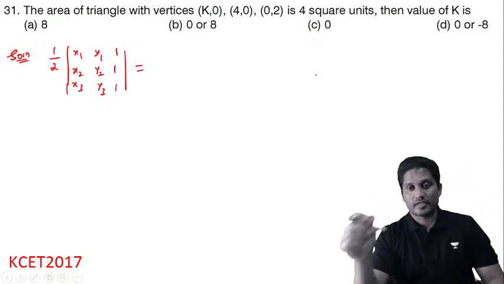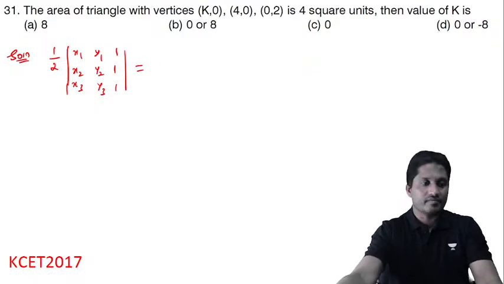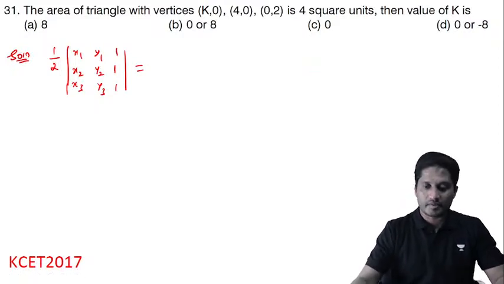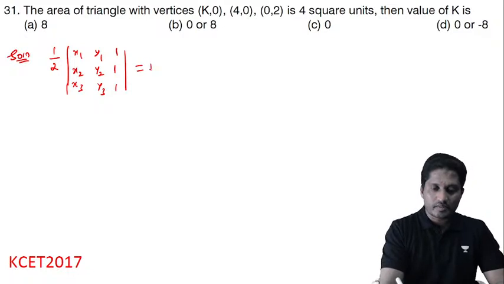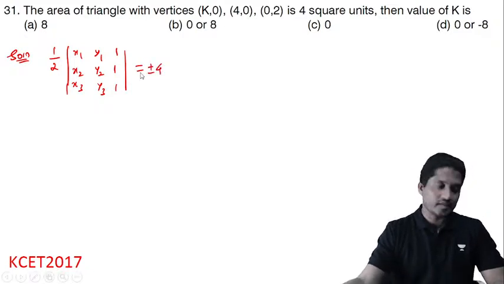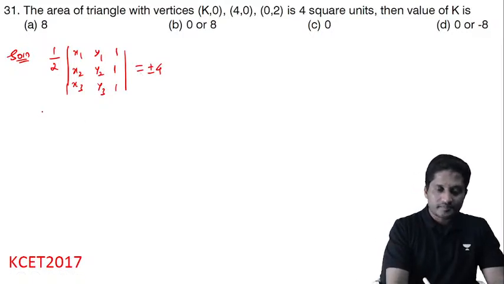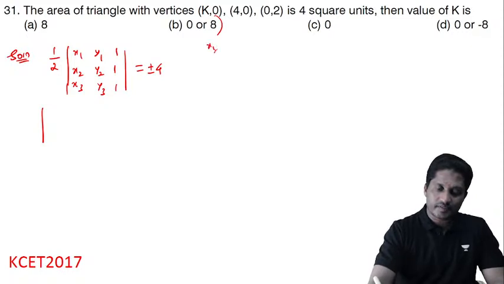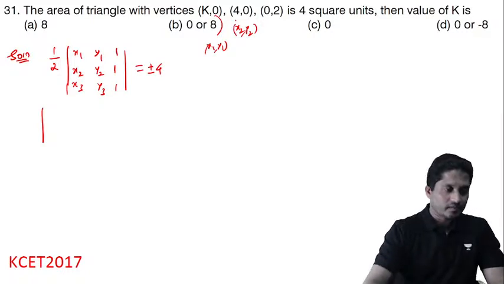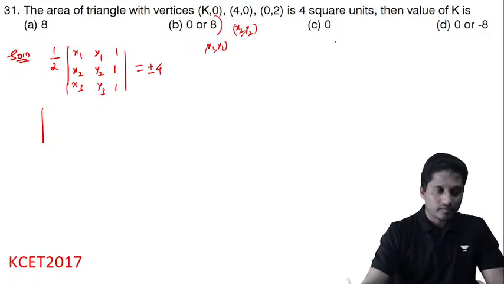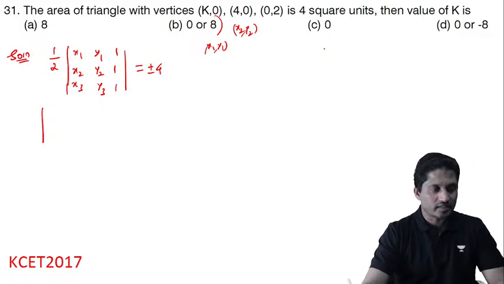Area of a triangle is always positive, but the determinant can be negative. Understand? So that's why this can be plus minus 4. Two values of k are possible. If I cross multiply, the determinant of the vertices: this vertex is x1 y1, this is x2 y2, this is x3 y3.